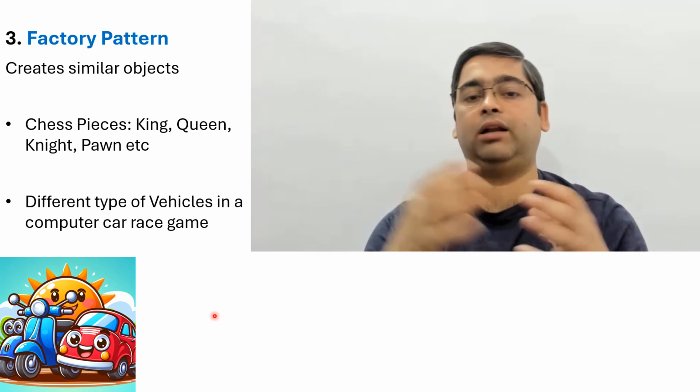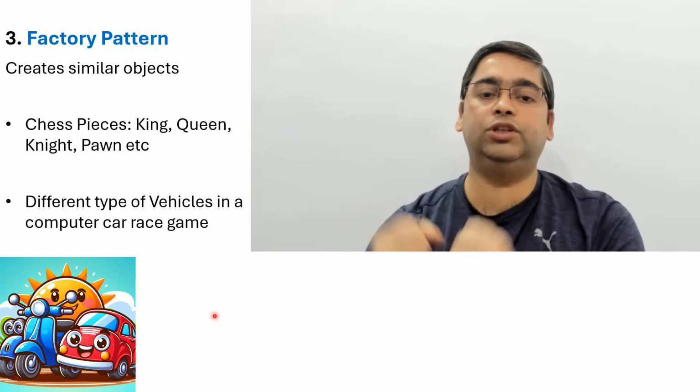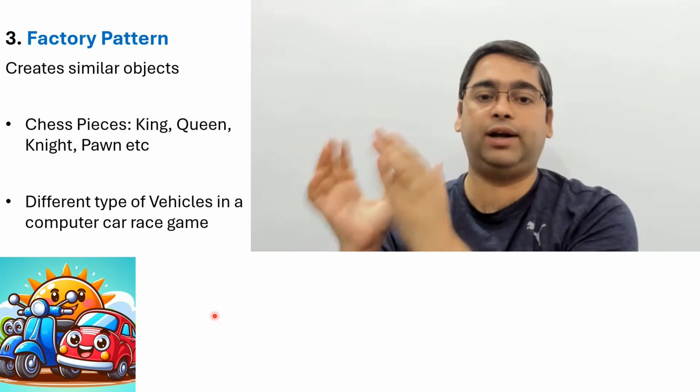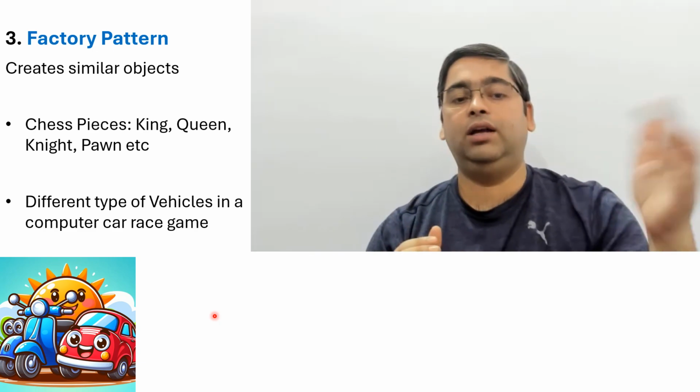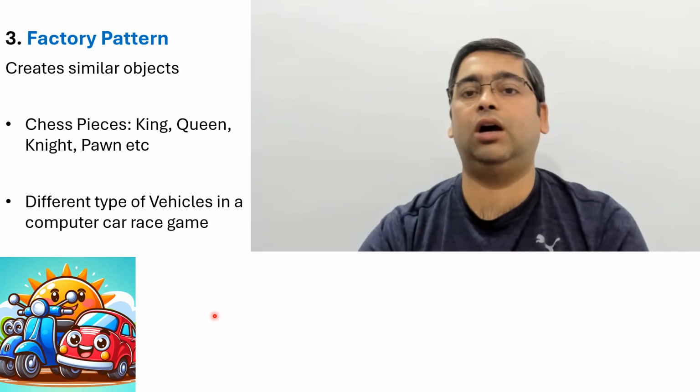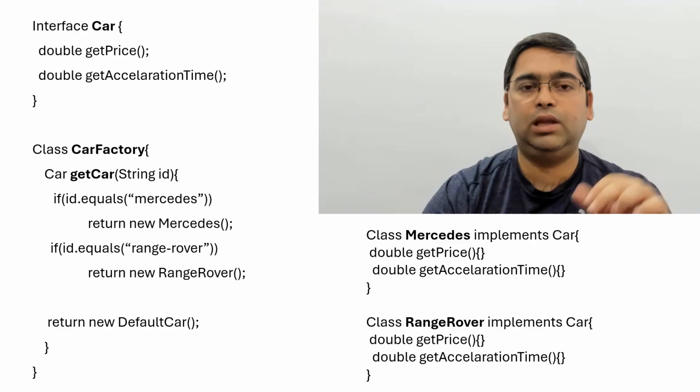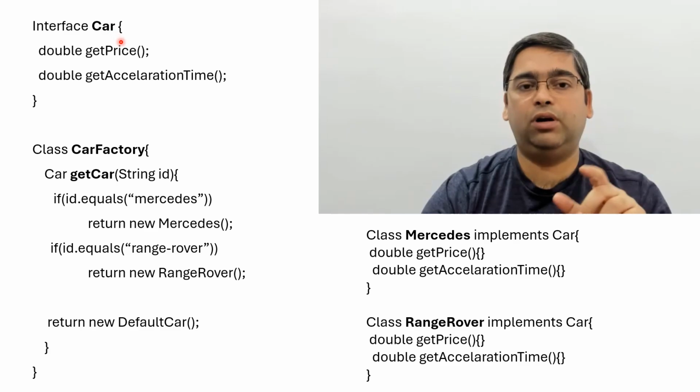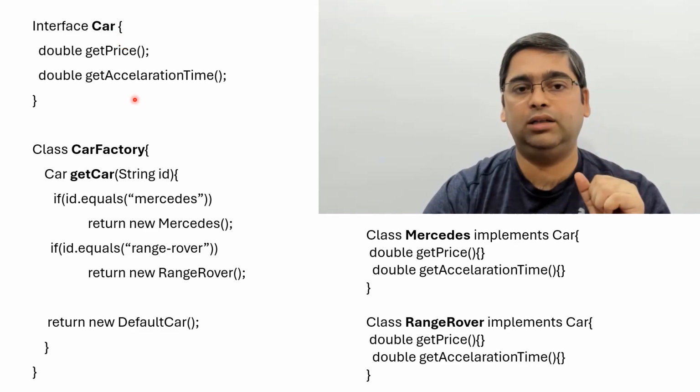So that at a later point of time, if we want to change it, we just have to change code inside that one factory class, and not everywhere that particular car has been initialized. So let's see how it is used. Let's use the car example for seeing how the factory design pattern is implemented.